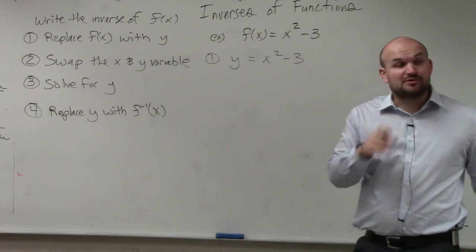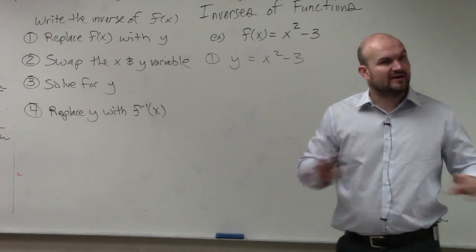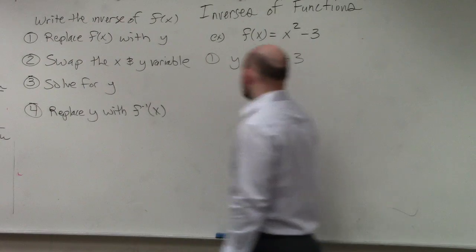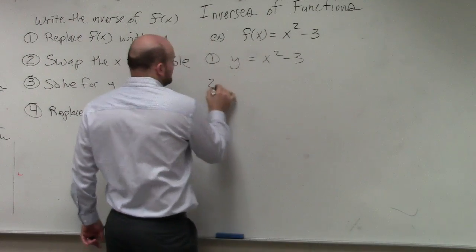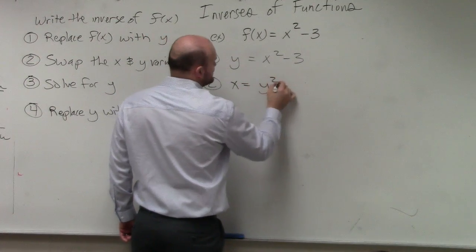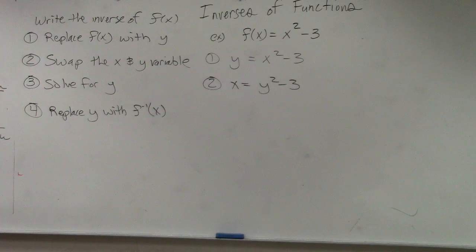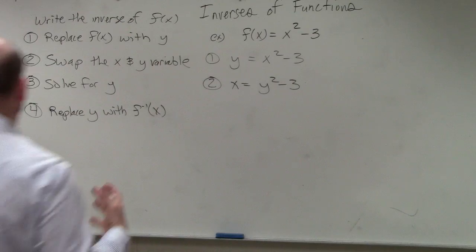Step number 2 is replace the x and the y variable. That's all I said, x and y variable. You're not replacing the whole terms. So step number 2 is now x equals y squared minus 3. So now that I have them swapped, now I need to solve for y.